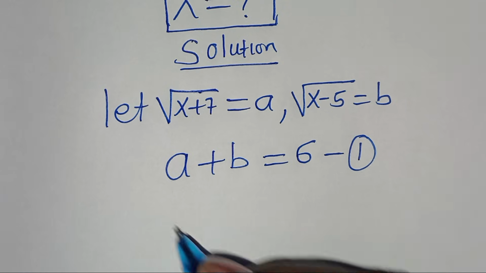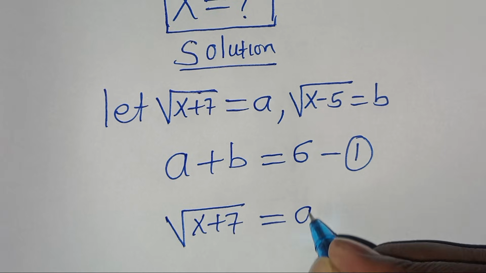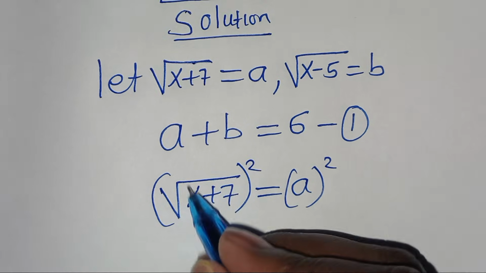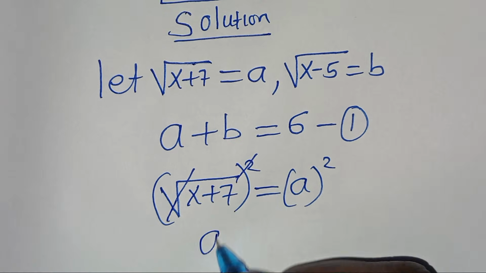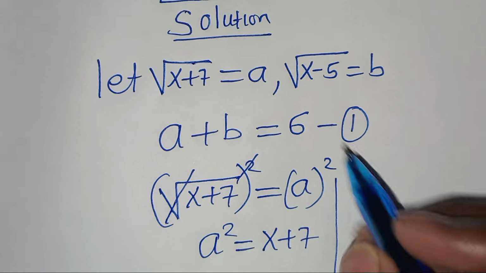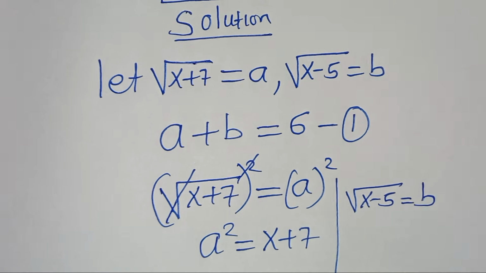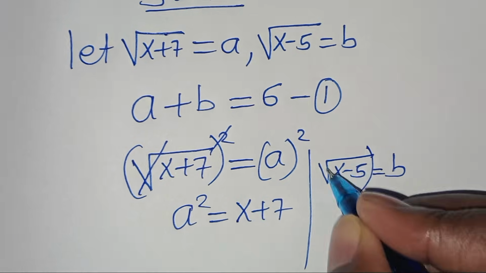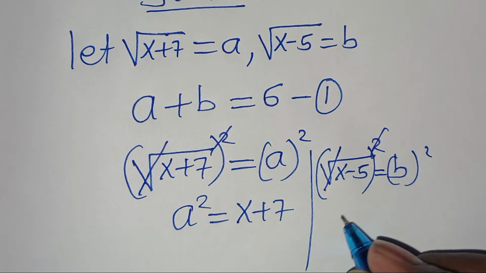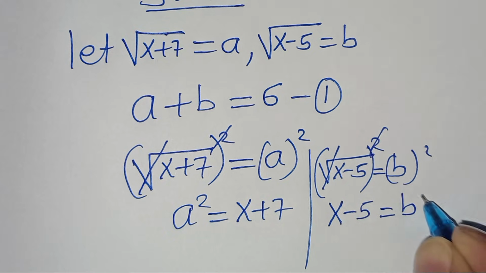Then we have that square root of x plus 7 is equal to a. Now let's eliminate this square root sign by squaring on both sides, so that now we have a squared equal to x plus 7. Similarly, we have square root of x minus 5 equal to b. To eliminate the square root sign, let's square on both sides, and this means that x minus 5 is equal to b to the power of 2.